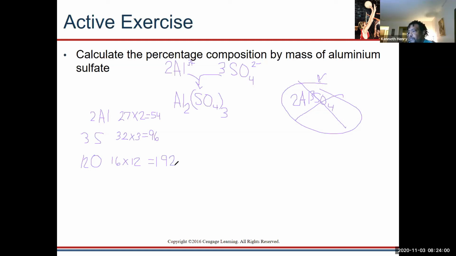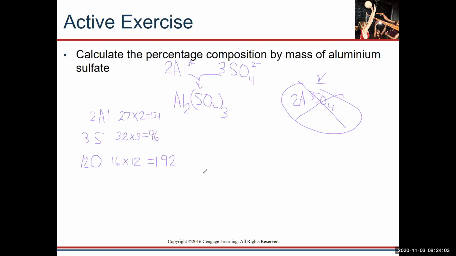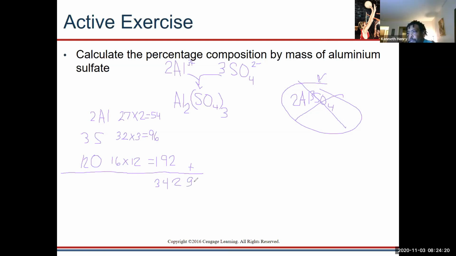Okay. So then what do we do? Add them all up. Okay. 342. The units are grams per mole.